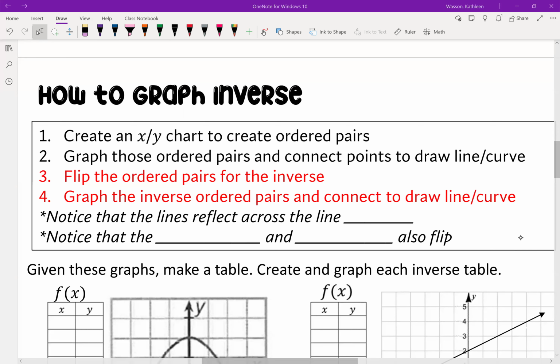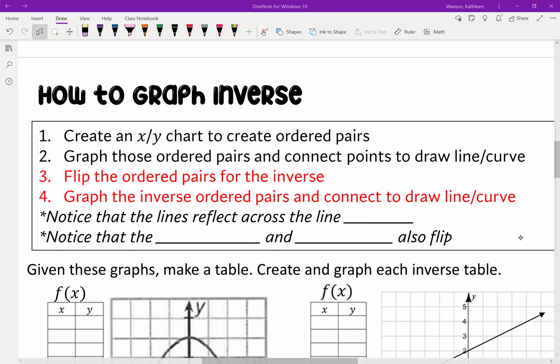The steps for how to graph an inverse include step 1, create an XY chart to create ordered pairs. 2, graph these ordered pairs and connect the points to draw a line or a curve. 3, flip the ordered pairs to create an inverse chart. 4, graph the inverse ordered pairs and connect to draw the line or the curve.